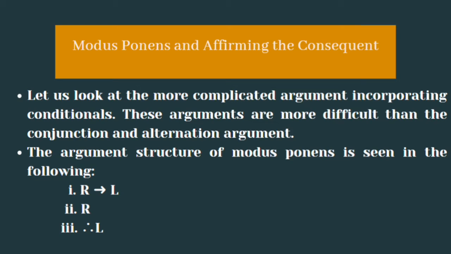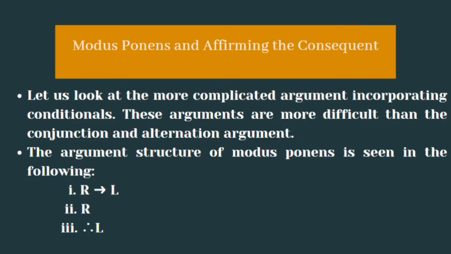Let us look at the more complicated arguments incorporating conditionals. These arguments are more difficult than the conjunction and alternation arguments. You are already familiar with the invalid argument called the fallacy of affirming the consequent and the argument known as modus ponens. Let us have a look at them. The argument structure of modus ponens is seen in the following. Premise 1, if R, then L. Premise 2, R. Conclusion, therefore L.